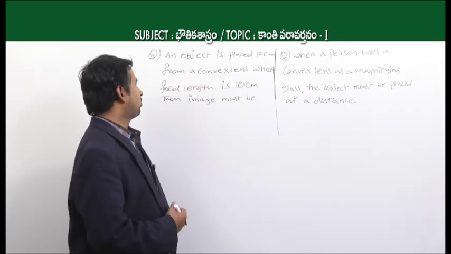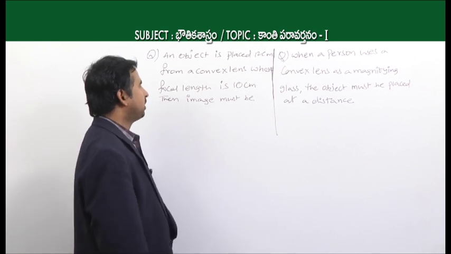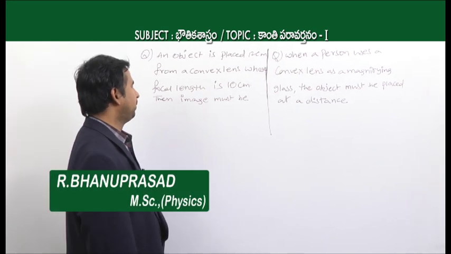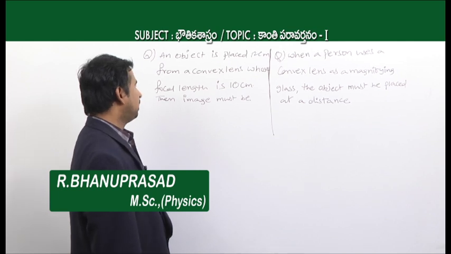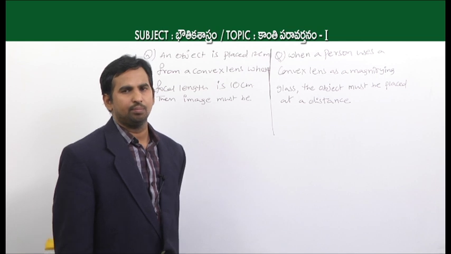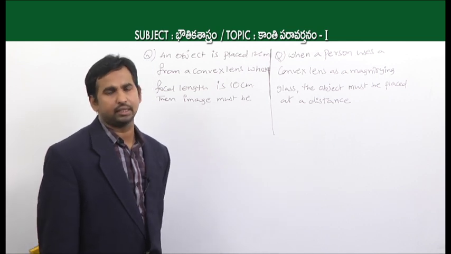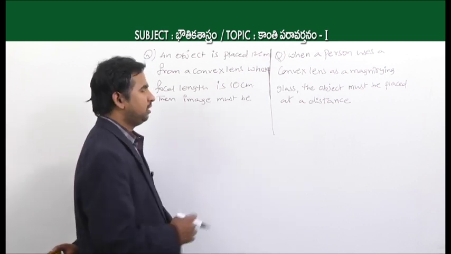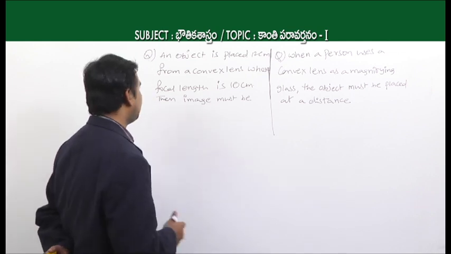Here are two more questions. The first one is: an object is placed 12 centimeters from a convex lens whose focal length is 10 centimeters, then the image must be... Here we have to consider the characteristics of the image formed by this convex lens. Mainly two things are there.